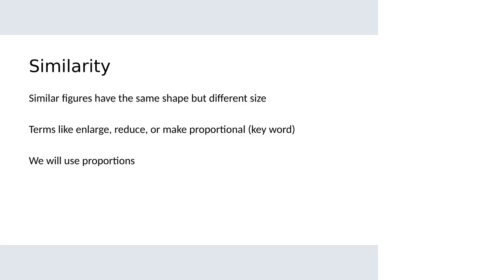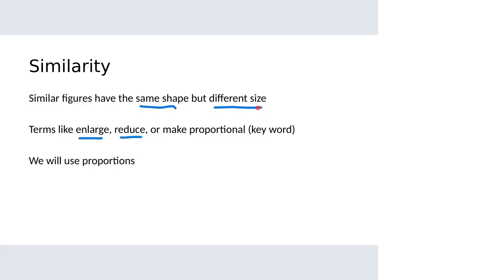Similarity occurs when we have figures that have the same shape but a different size. You could think of a copy machine: I want a copy of this at 70% of the original. Everything's going to look the same, just smaller. And then I want to make it 125% of the original. Everything's going to be the same, just bigger. That's why terms like enlarge or reduce go along with similarity. Same shape, different size. That's the key here.